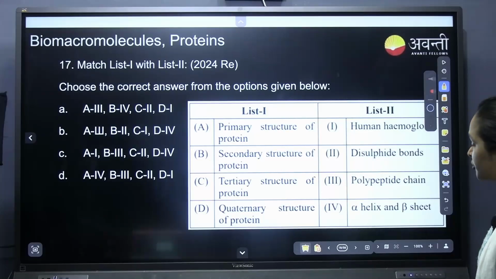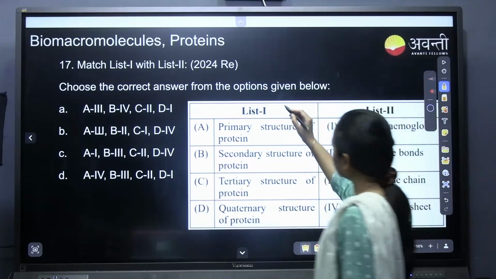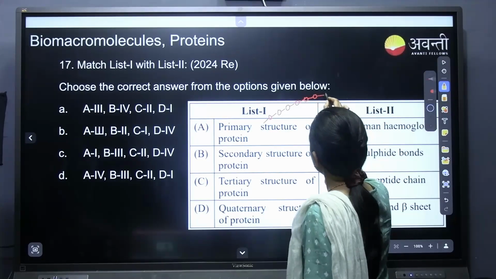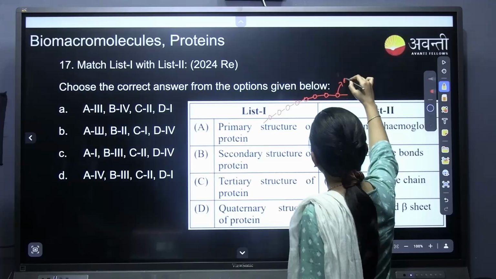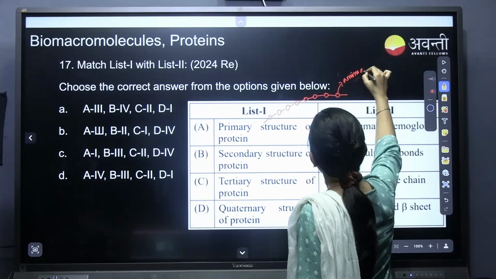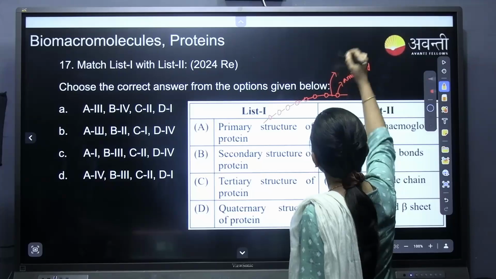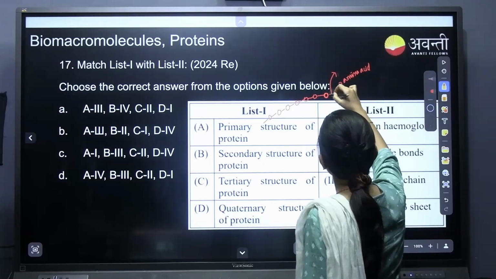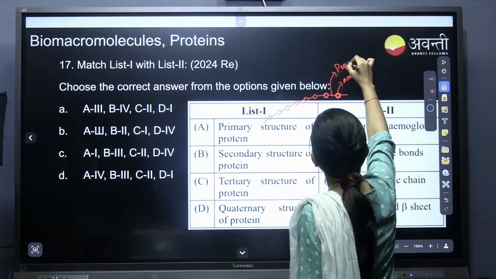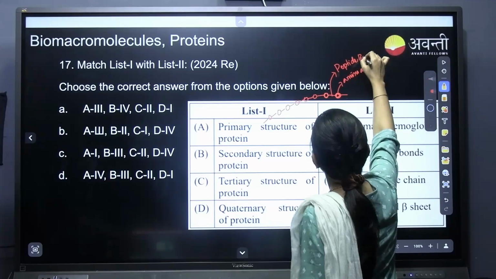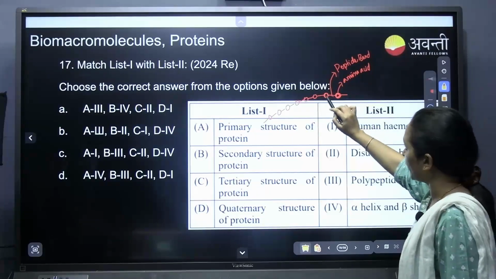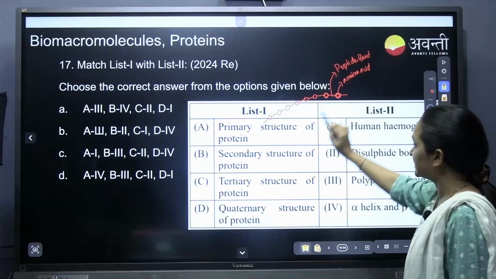Now we are going to match the following. Primary structure of protein: you know that, right? Primary structure of protein is just the polypeptide chain, where one amino acid makes a bond with another amino acid. This bond is called a peptide bond, established between one amino acid and its successive amino acid. This is the primary structure.